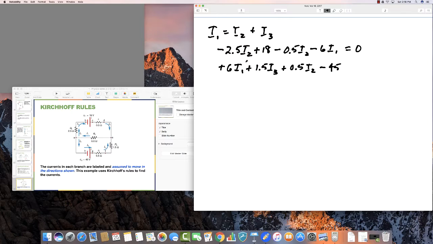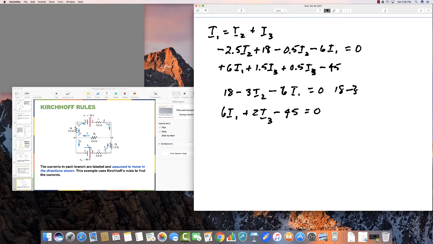So here's our two equations. We can simplify each of these. We can say 18 minus 3I2 minus 6I1, and 6I1 plus 2I3, this is a 3 here by the way, I3, minus 45. Both of these are going to equal 0. Now what I do at this point to solve these is I use the junction equation and substitute for I1, which is I2 plus I3. So this one becomes 6I2 plus 6I3, and this one becomes 6I2 plus 6I3 plus 2I3 minus 45.